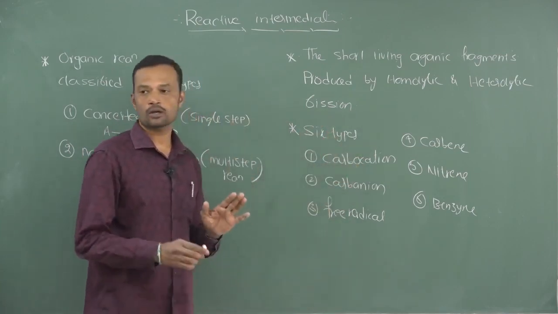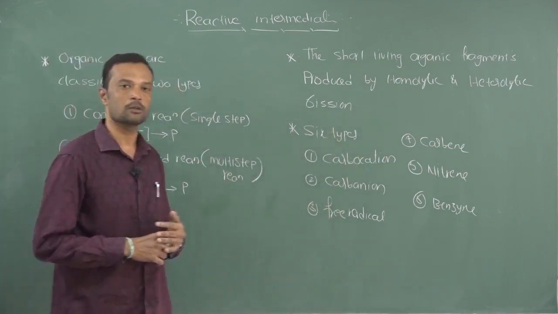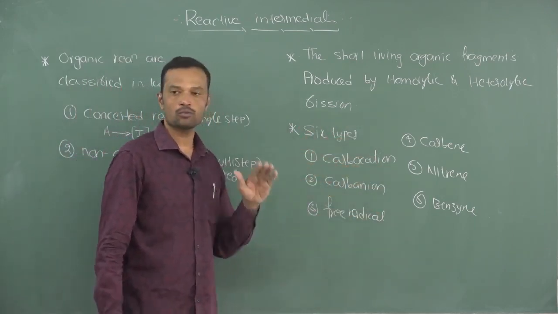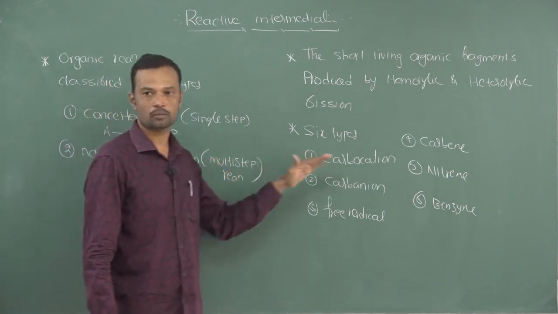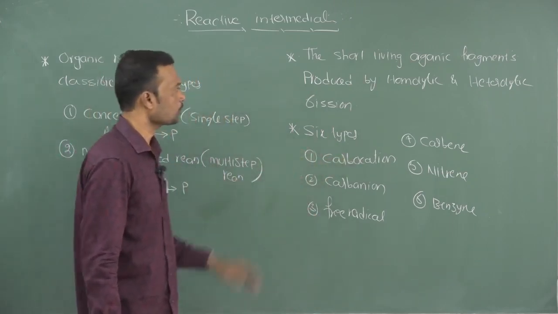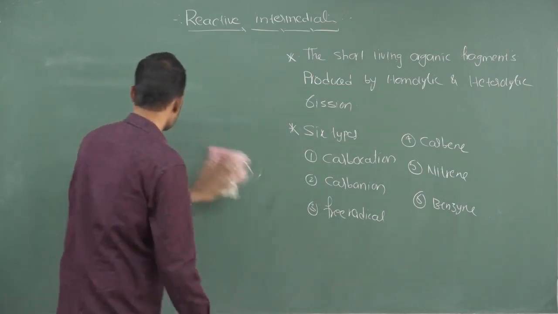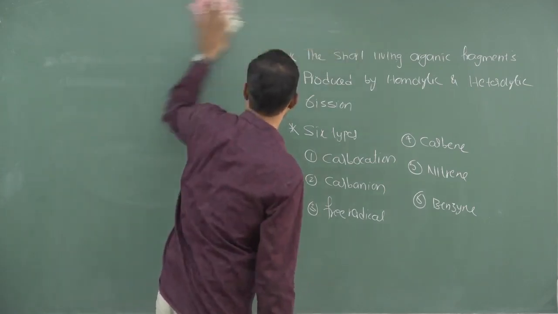One of the properties we already discussed in GOC, that is stability. So I am not going to give complete information on stability in this one. I will explain only 4 properties for individual reactive intermediates. So I would like to start with carbocation. The first intermediate is carbocation.